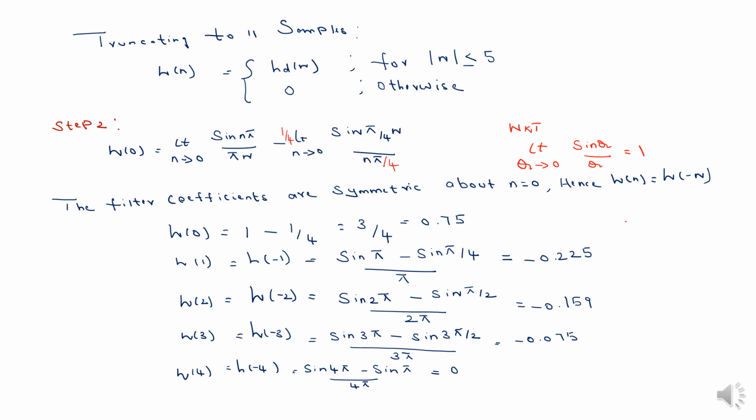So if we do so, according to L'Hospital rule, limit theta tends to 0, sine theta by theta is 1. So this complete term will become 1. Therefore the resulting value is 1 by 4.